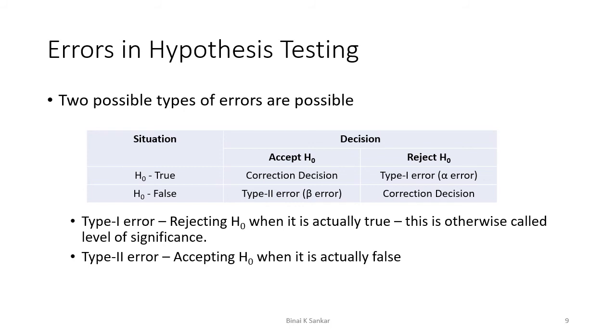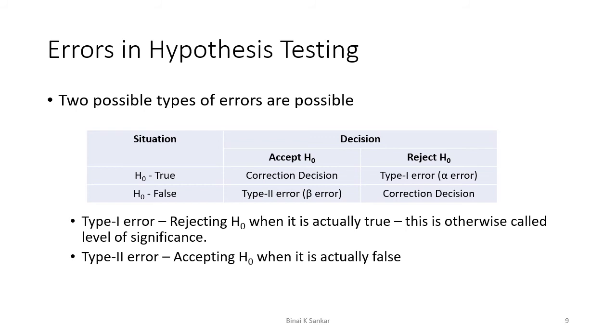The next possible type of error is called a type 2 error, where the null hypothesis is false, but you still decide to accept the null hypothesis. This kind of error is called a beta error. Now, between the two, that is, a situation where you reject the null hypothesis when it is actually true, versus a situation where you accept the null hypothesis when it is actually false, which one would you think is a graver mistake?